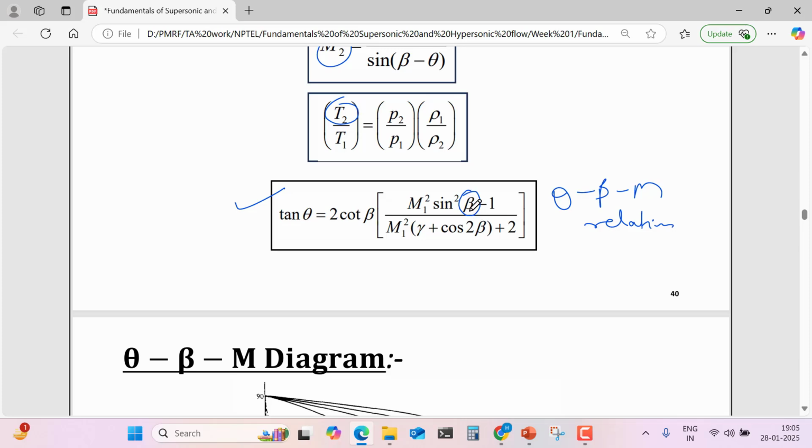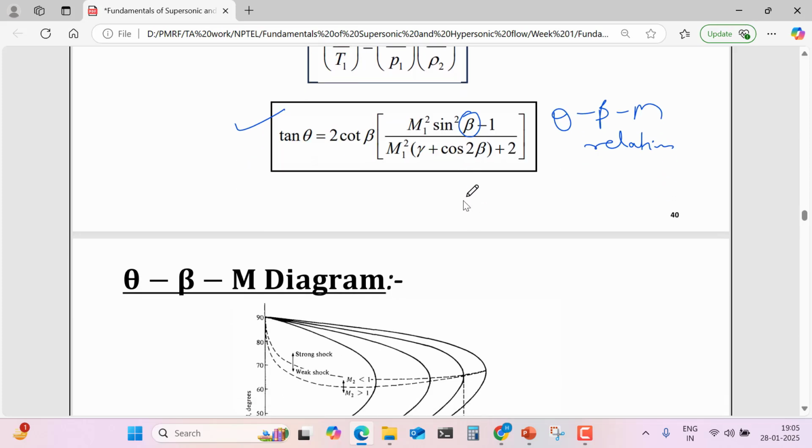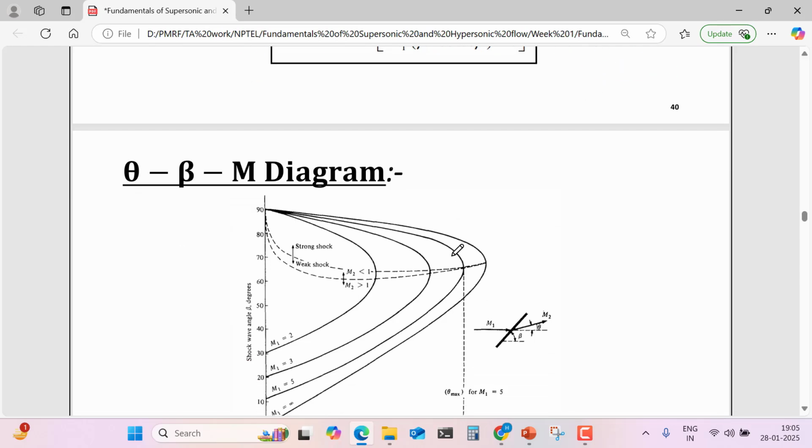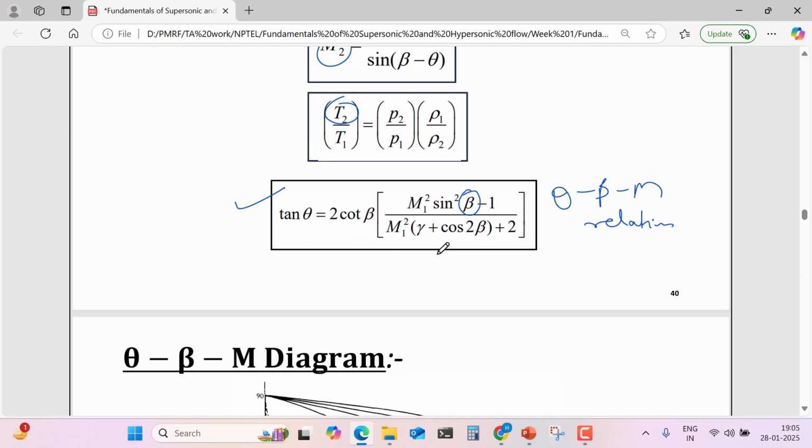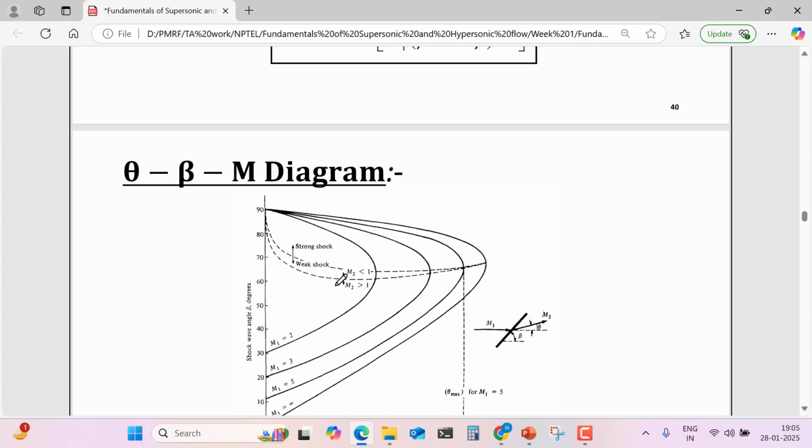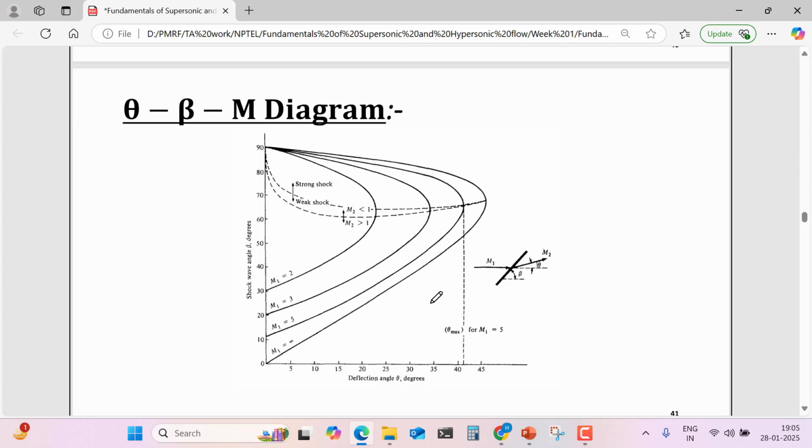Sorry, not 180 minus beta. Here we can get the two solutions for beta. So if we plot this, we will get this curve. Here there is one theta max for each Mach number. These are plotted for different Mach numbers. So at every different Mach number there is one theta max.